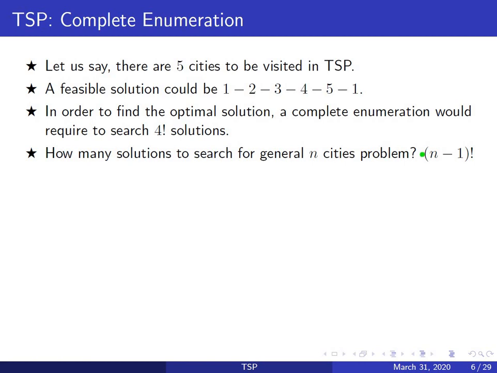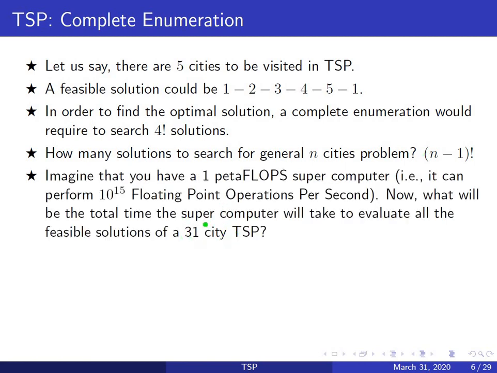Let us take, for instance, you have a 31-city TSP problem to solve, and you have a supercomputer that has 1 petaflops of computing power. That means you can perform 10 to the power 15 operations per second, roughly. Now let us see, using this supercomputer, how long it will take to solve a 31-city problem. Can you guess how long it will take to solve this 31-city problem using this supercomputer? It turns out that it will take 8.4 times 10 to the power 9 years to solve this TSP problem.